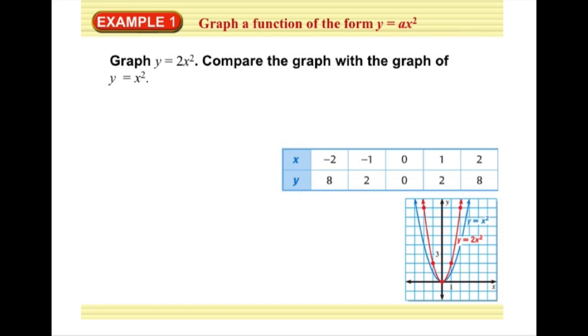Example number 1. When I'm looking at my problems here, this is actually on the back of your worksheet just in case you're following along. Graph y equals 2x squared and compare the graph with y equals x squared. Well, I have the graph y equals x squared right on my little grid here. It was the blue one. And I have the graph y equals 2x squared.